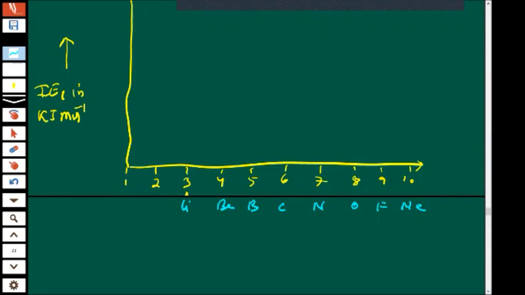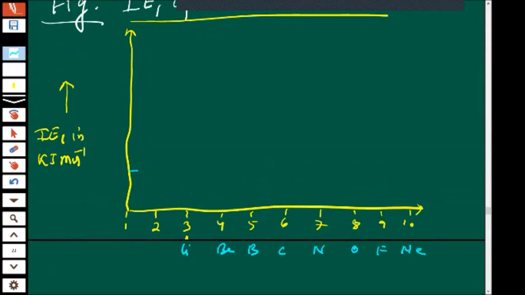Okay, children, and here we can put some energy levels. This is some 1000, 1500, 2000, okay, 2500, like this, kilojoule per mole.